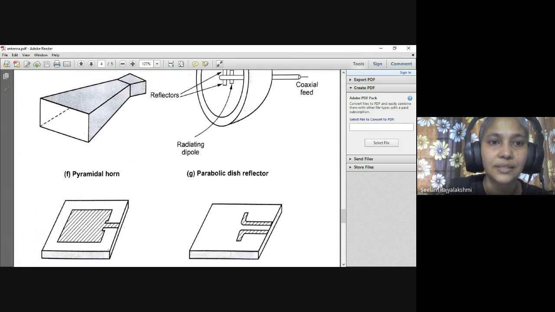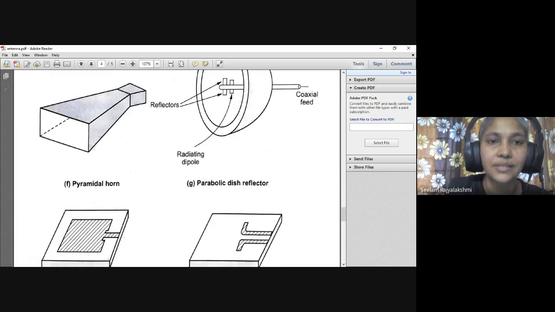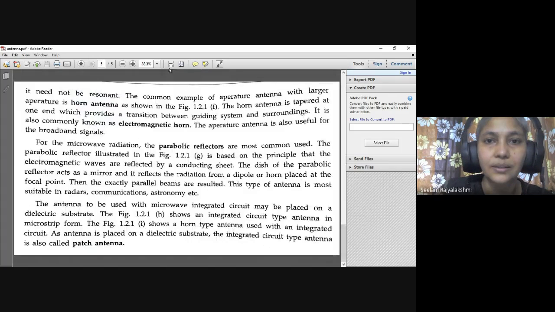So here this is the horn antenna, which is tapered at one end, and here we can observe the aperture. When the aperture is small, it must be resonant to transmit more energy. When the aperture is large, it need not be resonant.